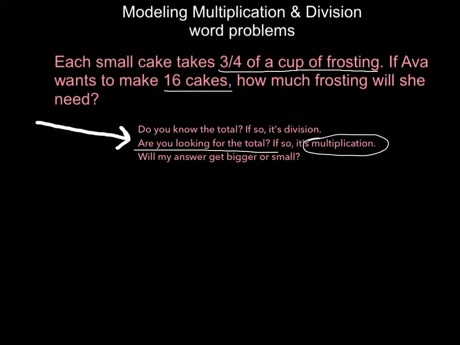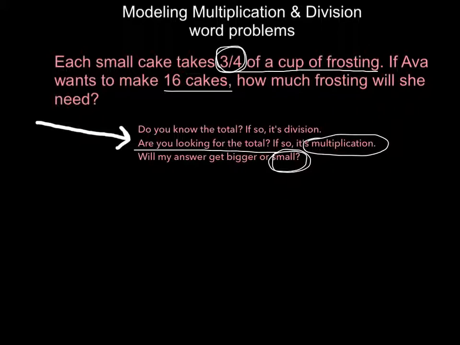So before I start, I want to think, if I want to make 16 cakes, if I used 1 cup of frosting, a whole cup, and each cup made a cake, I would need 16 cups of frosting. But I'm using less than a cup. So when I open a cup of frosting, I'm going to use 3/4 of it, and there's going to be leftovers. So my answer should be getting smaller. I'm not going to need all 16 cups of frosting to make 16 cakes.